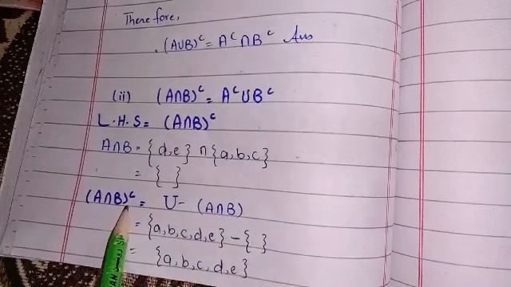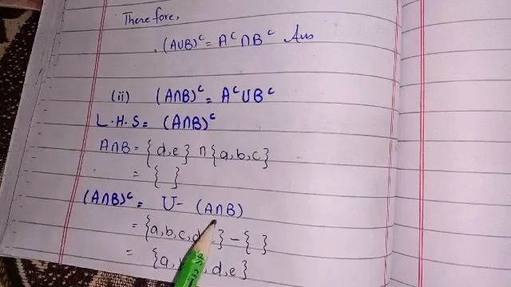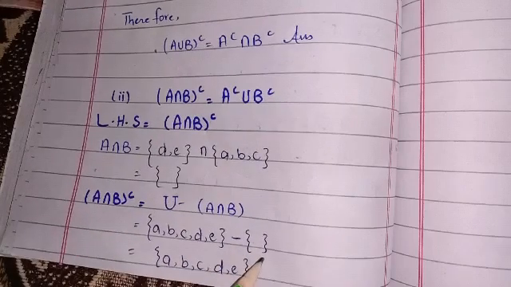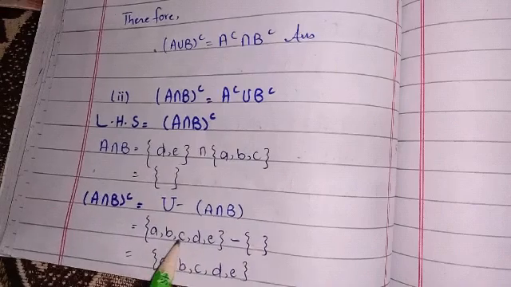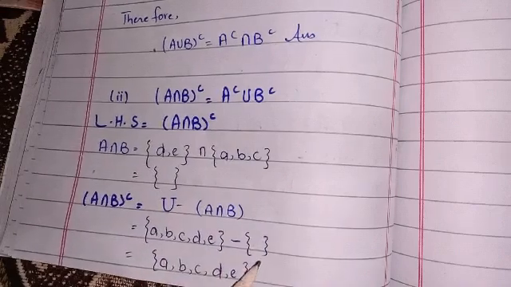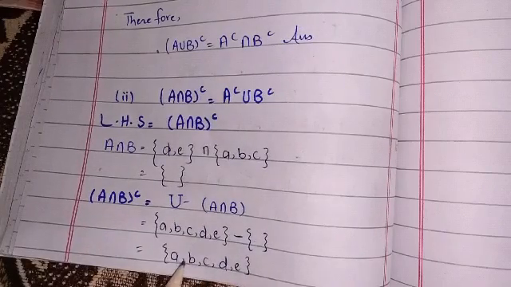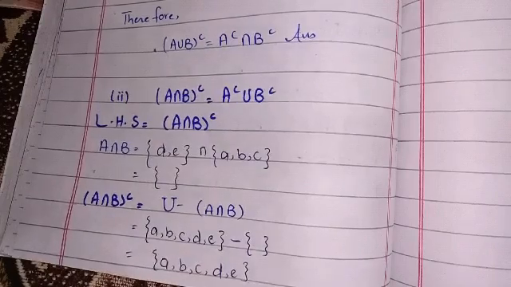Now students, we will take the complement of A intersection B. It means the universal set minus A intersection B. Here is our universal set, then minus our resultant set of A intersection B. In the universal set we have A, B, C, D, E, and in A intersection B we have nothing, so here we will write the universal set as it is, which has elements A, B, C, D, E. Now students, let's move towards our right hand side.